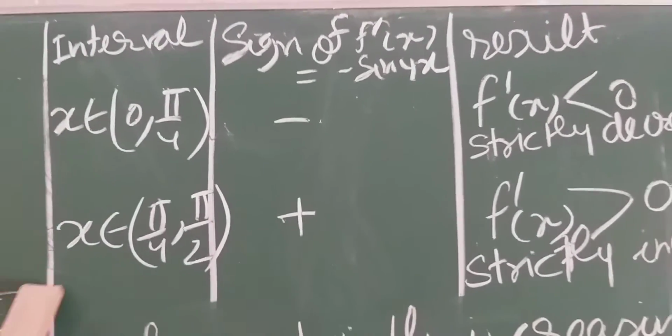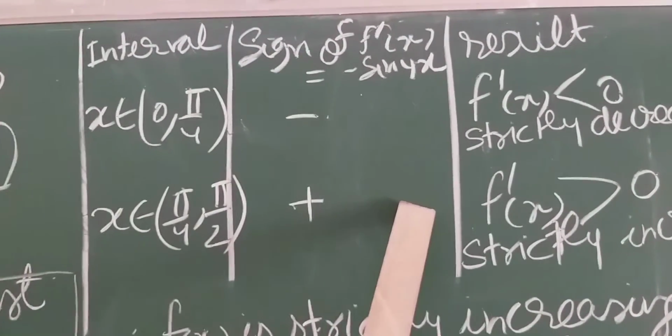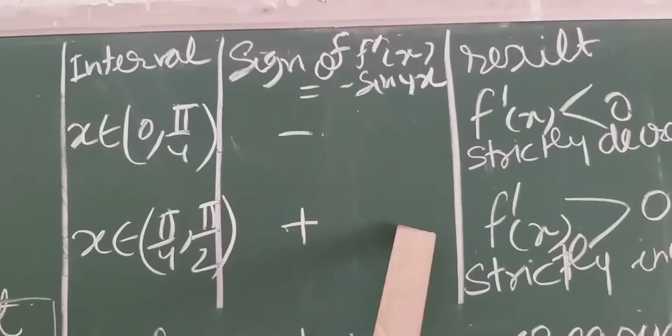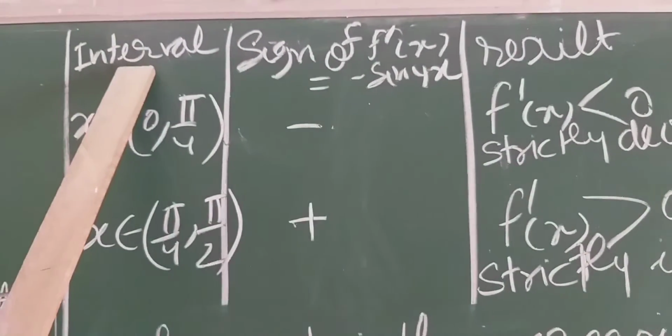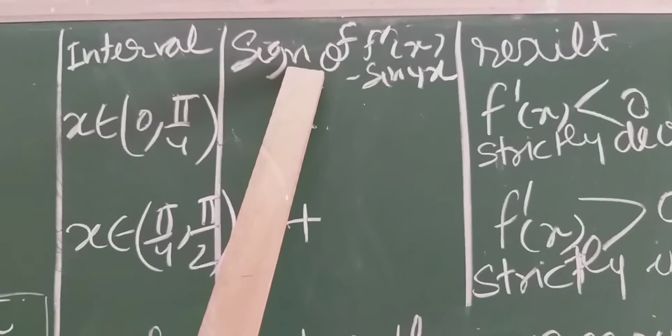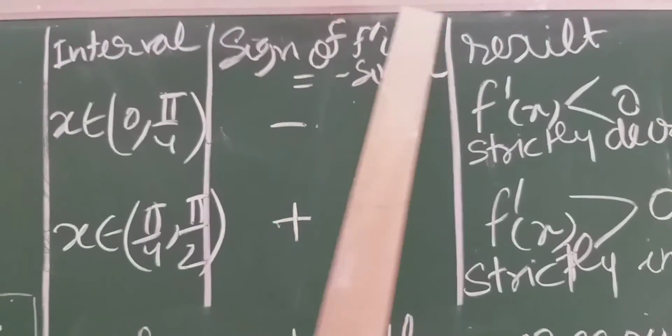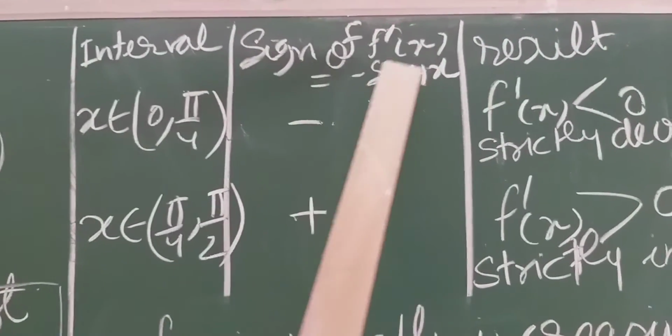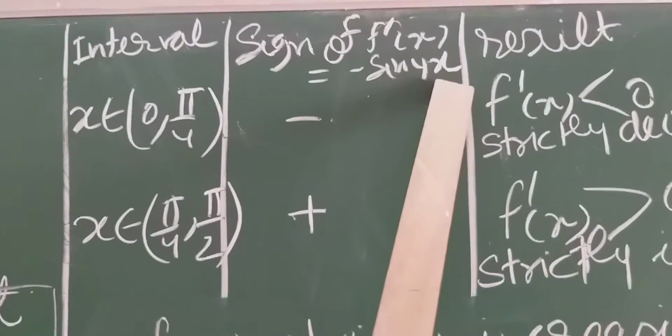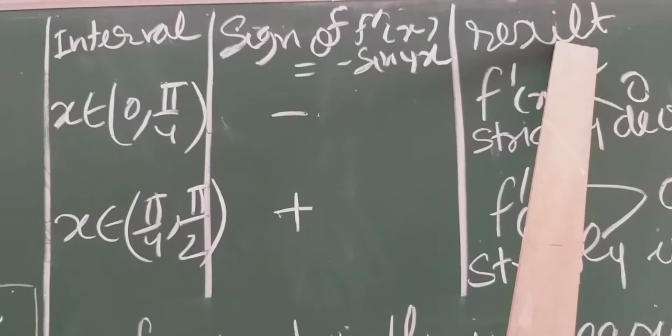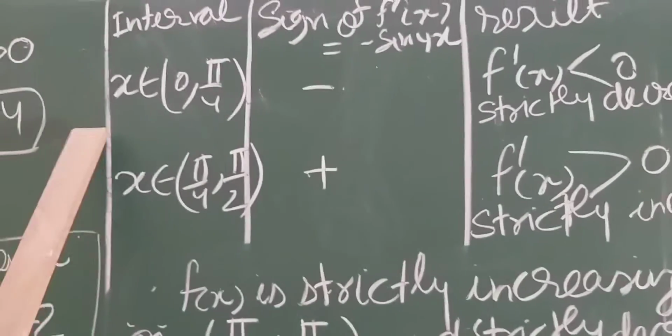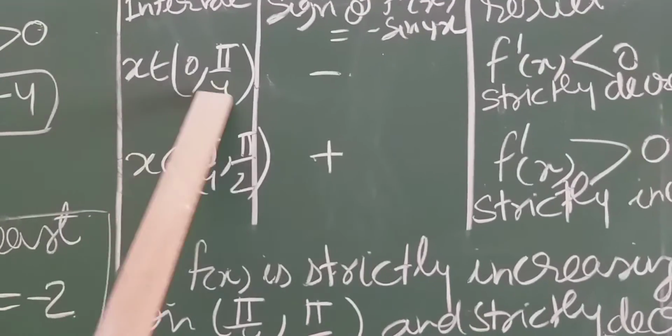So we can draw a table to check whether the function is strictly increasing or decreasing. In the first column we can write the interval. In the second column the sign of f dash x, where f dash x equals minus sin 4x, and in this column we can write the result. So the first interval, student, x belongs to (0, pi by 4).